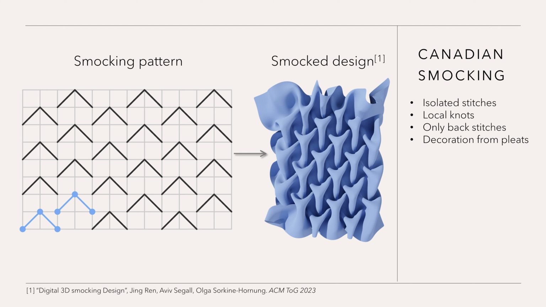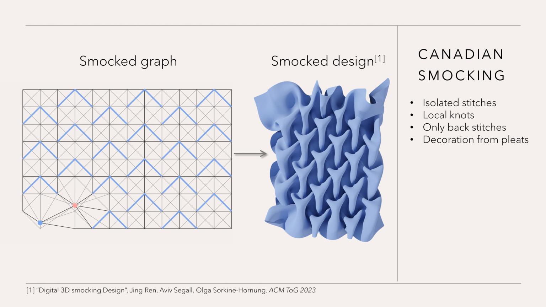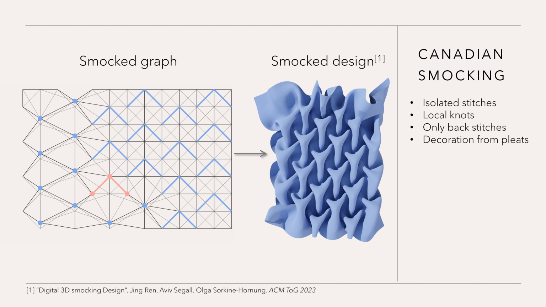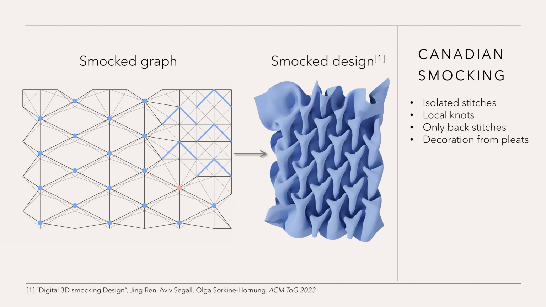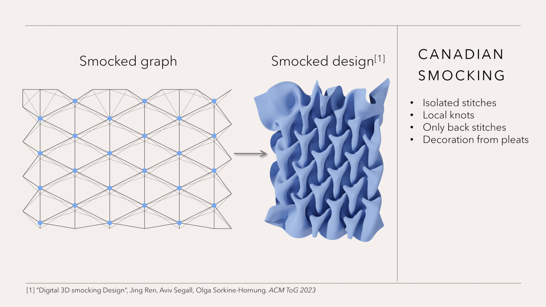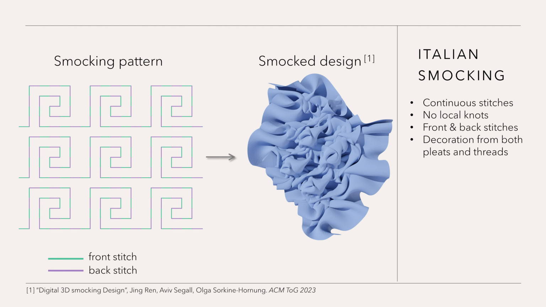Given a 2D smocking pattern on the left, it merges all the grid nodes on the same stitching line to predict a 3D smocked result on the right. However, this approach doesn't work for Italian smocking, as the continuous stitches connect a long list of nodes together. Merging all connected nodes leads to cluttered and unrealistic results.